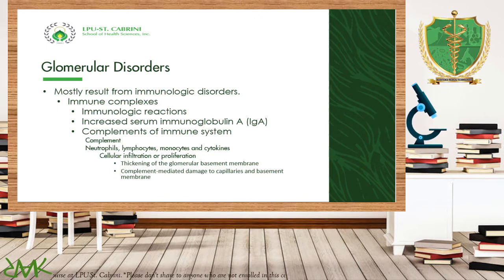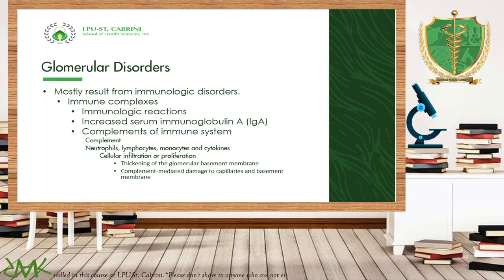Then there is the complement of the immune system, which includes the neutrophils, lymphocytes, monocytes, and cytokines. These are the cellular infiltrations or proliferations, which will yield thickening of the glomerular basement membrane. Thickening of the glomerular basement membrane can cause damage in the function of our glomerulus. And remember, there is complement-mediated damage to the capillaries and basement membrane.